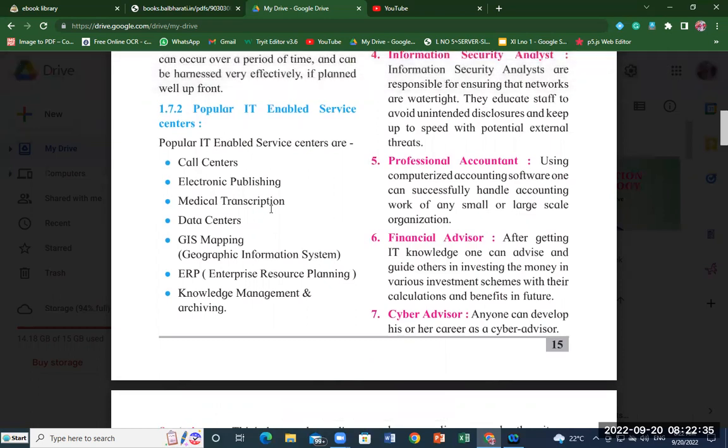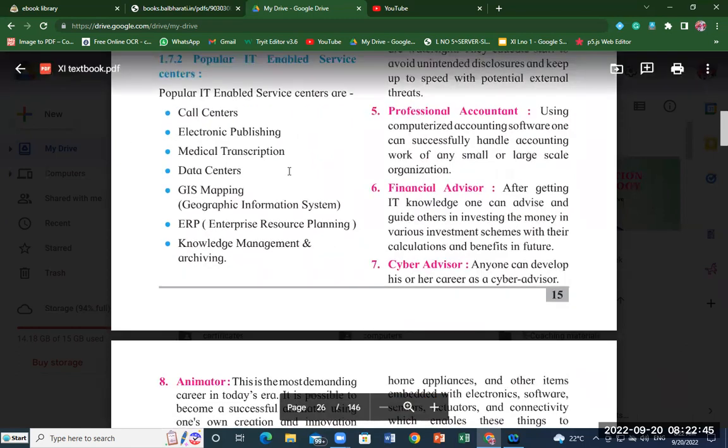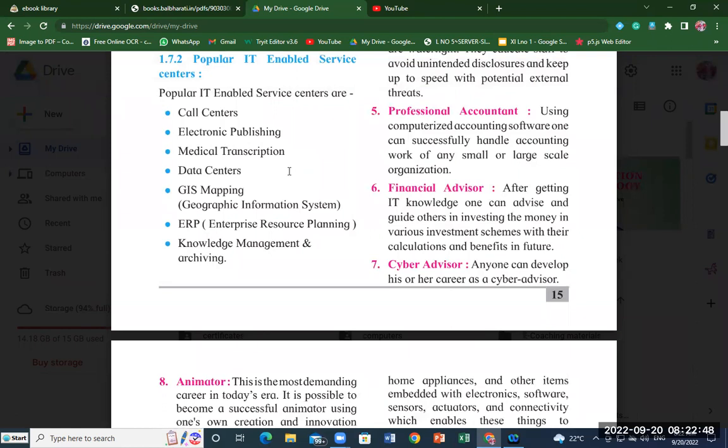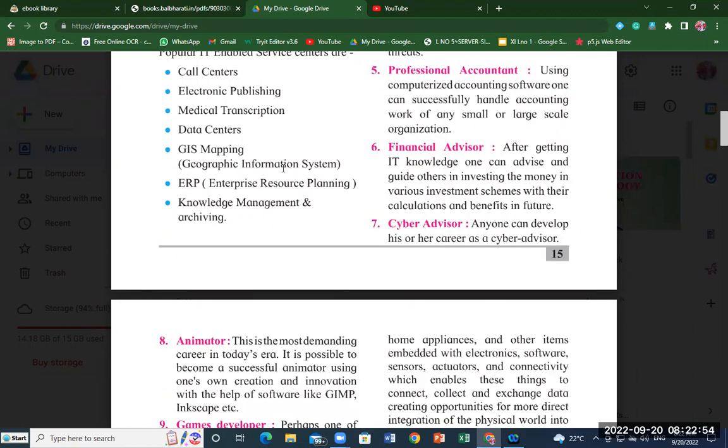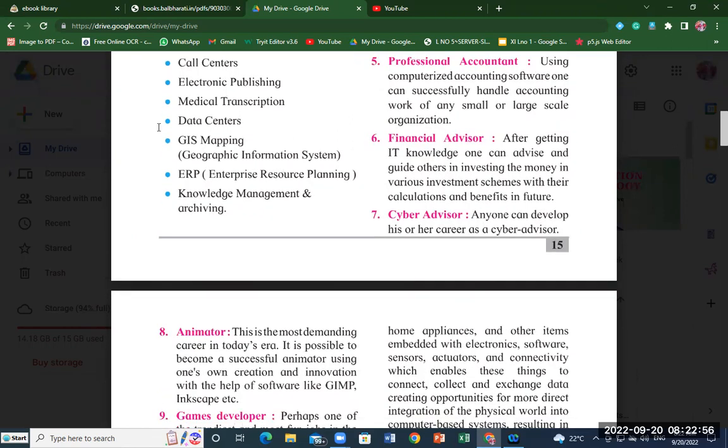Then you have electronic publishing, your PDFs and all. Many different books are being published nowadays. Everything, all your library books are also published in a PDF format. Medical transcription, this was an IT service which was there in the Corona period, right? You just need to send a photo of the medical transcription and you'll be getting the medical or medicines.